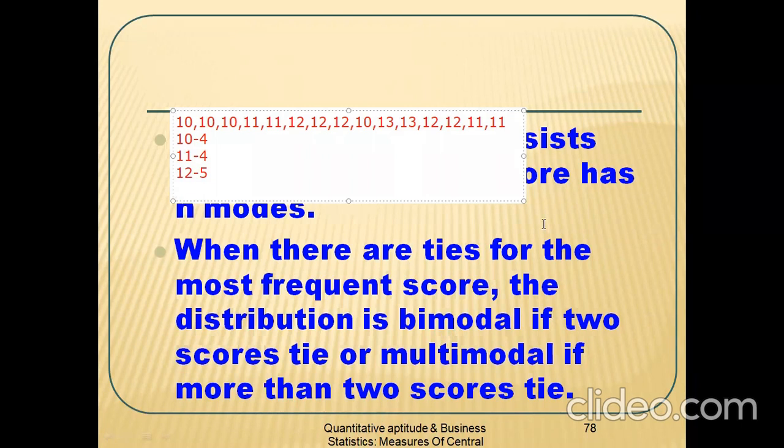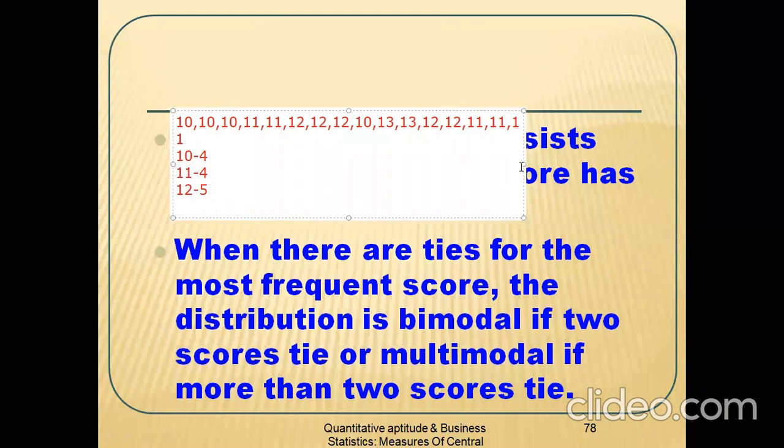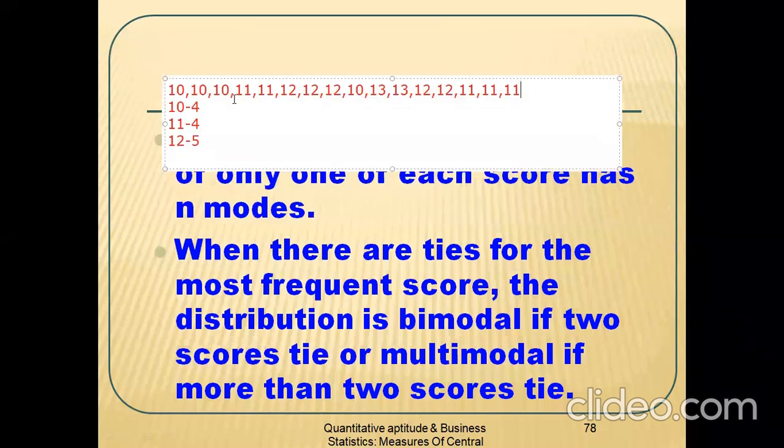Suppose in the given question, I add one more term as 11. Your distribution will be, how many modes are there now? Number 10 is repeated 4 times, number 11 is repeated 5 times, and number 12 is repeated 5 times. That means the given distribution has 2 modes. Therefore, this distribution is said to be a bimodal distribution because we have 2 modes.